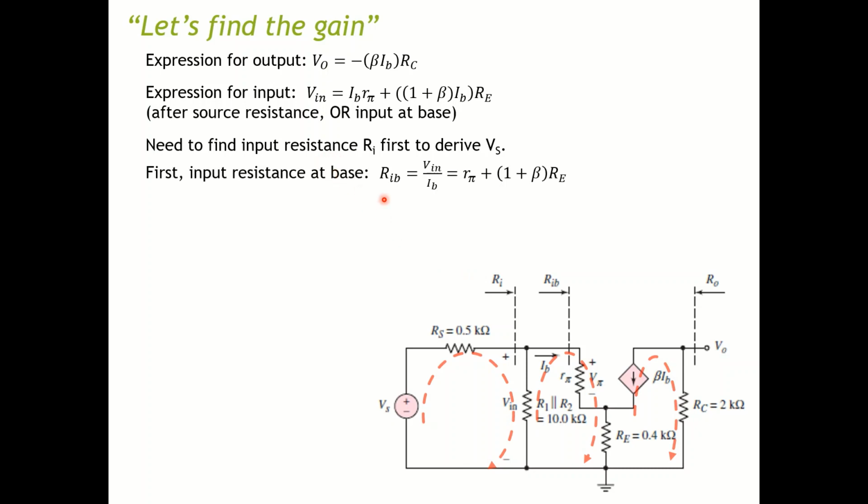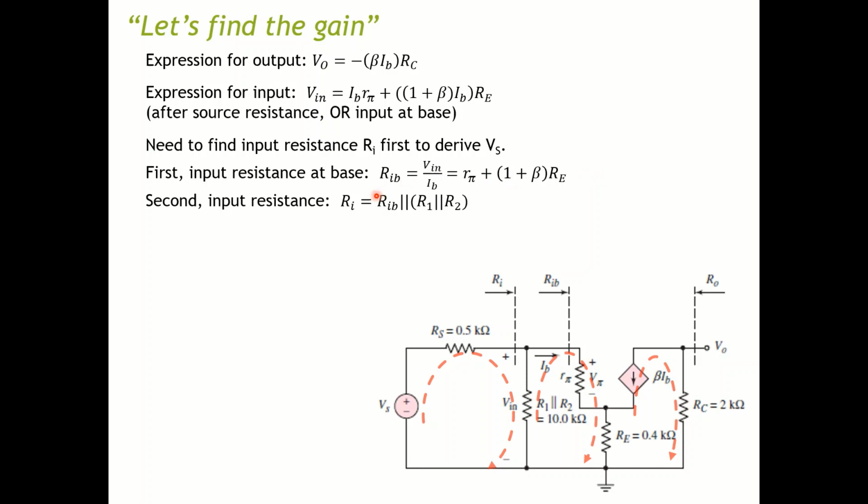So first, if you want to do that, we need to derive the input resistance at the base. You can have Vin over IB, which is basically the voltage across these two points and the current going in, and that will be equal to R pi plus (1 plus beta) RE. Basically, you divide this whole expression by IB and you get this.